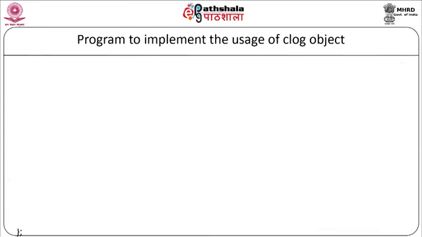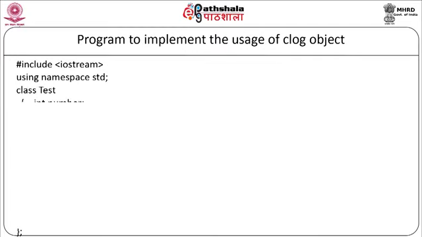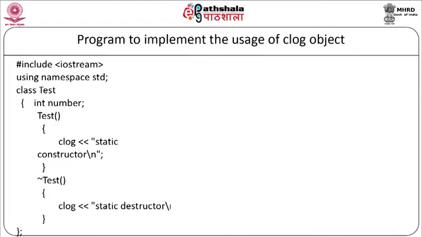Now let's see a program to see the usage of the clog object. We'll start with the program: #include <iostream>, using namespace std. Now here we will declare our class test as class Test, with an integer number which is private by default. In the public section we'll write the constructor and the destructor. Test is the constructor. Inside that, clog "static constructor" is the message that we are going to display. Our constructor will end, then the destructor will start, which is ~Test. It will display the message clog "static destructor". Our destructor will end and our class will end.